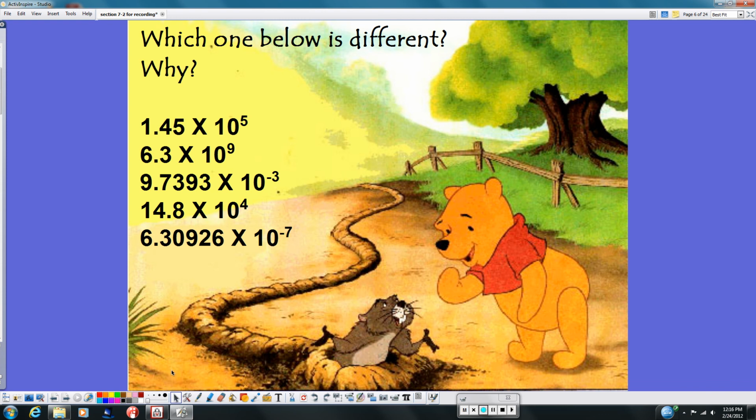So let's take a look at this example and see which one is different and why. Hopefully you notice that this one here is different. All of the other ones are in scientific notation. The first one, this number is between 1 and 10, as is this, this, and this. They all have times 10 to some power. This one here is the only one that has a number that's not between 1 and 10, so therefore it is not in scientific notation.